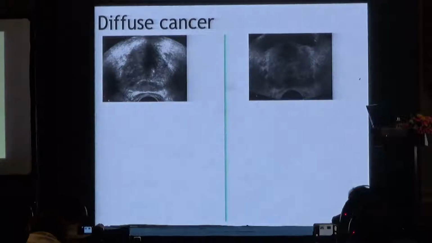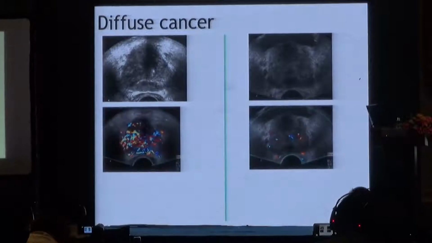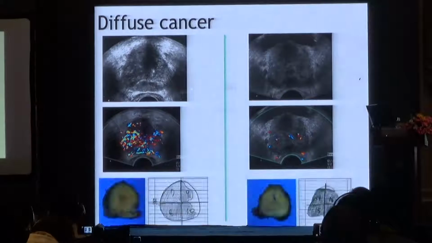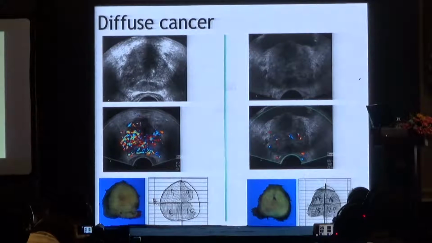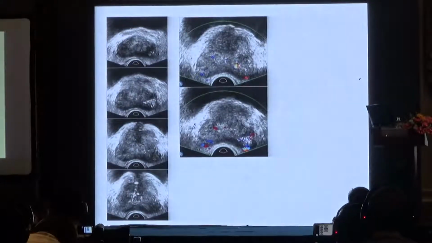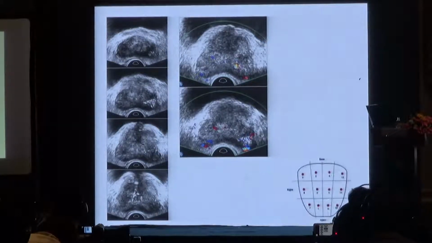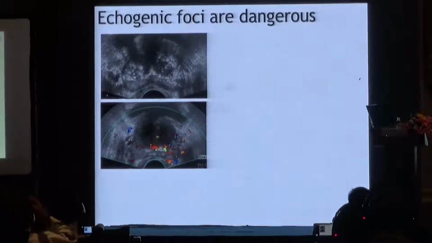Diffuse cancer is also a difficult area for transrectal ultrasound. Here's a large prostate with heterogeneous echogenicity. Another patient with a large prostate, heterogeneous echogenicity. In this patient, a very hypovascular prostate. In this patient, not. But both patients have diffuse prostate cancer involving almost the whole prostate. How about this case? Also heterogeneous echogenicity, not hypovascular, but the whole-area biopsy was positive for prostate cancer. So diffuse cancer is a difficult area.